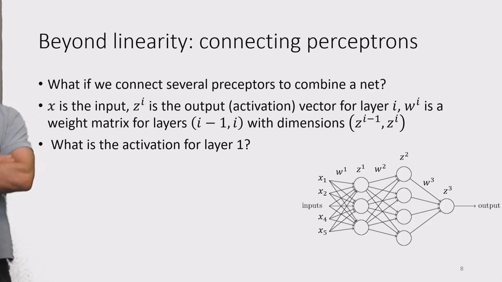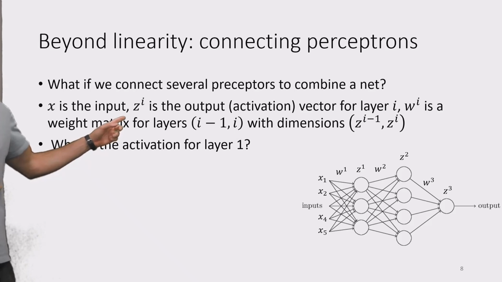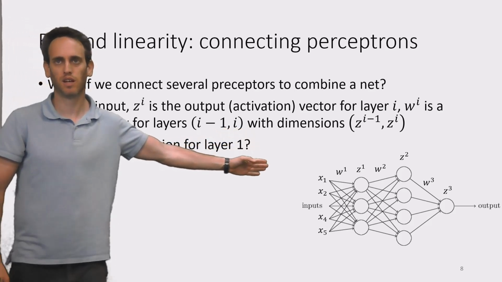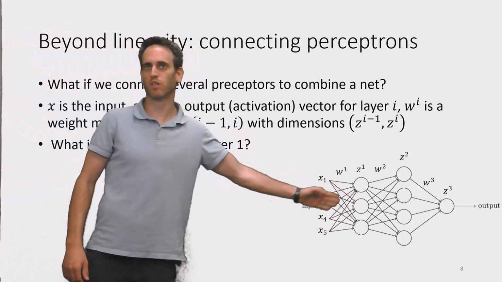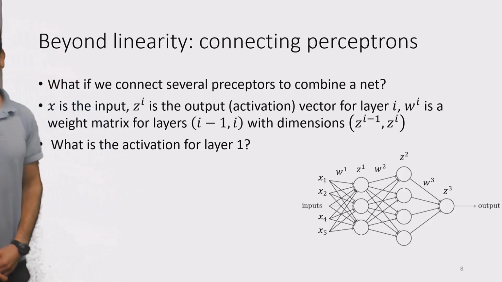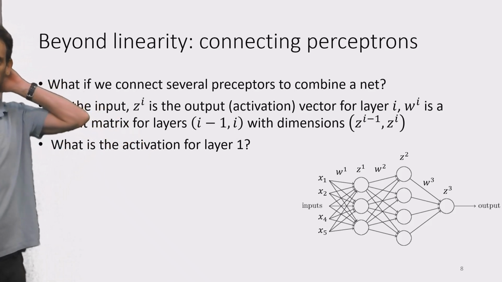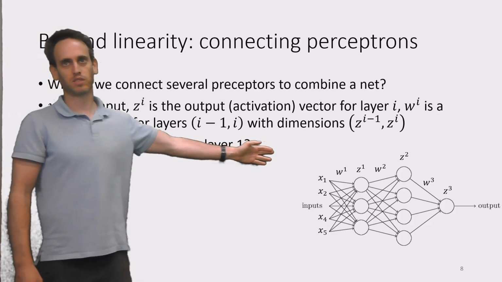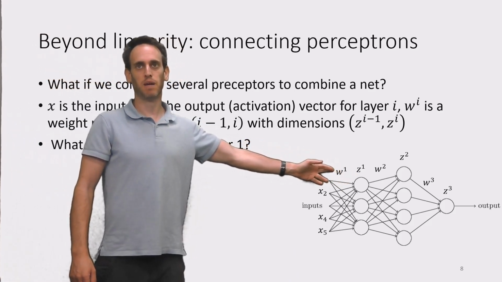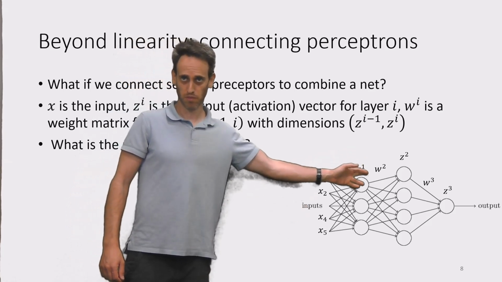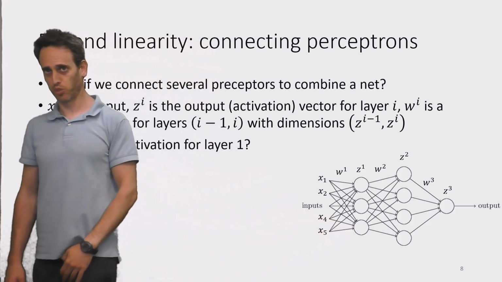So in this case, x will be the input vector as before. Zi would be the output, also known as the activation vector for layer i. That would be the value in each one of the layers. As you can see, this is still a vector. Wi would be used to represent the weight matrix between layer i-1 and i. For instance, W1 here is a matrix of all of the weights between our input and all of the perceptrons in layer Z1.